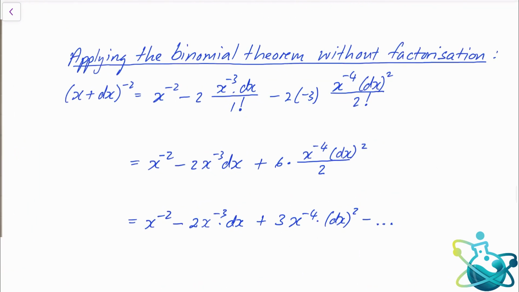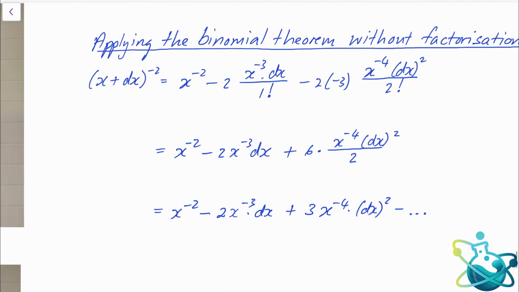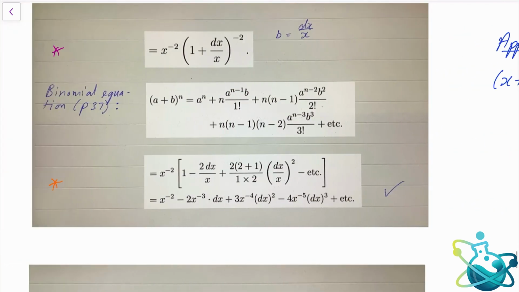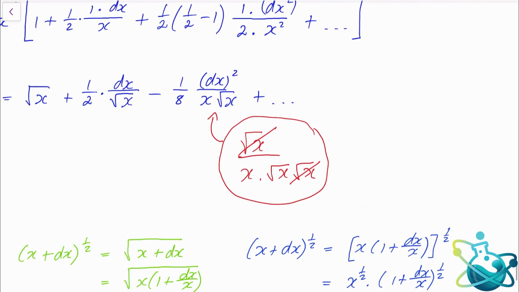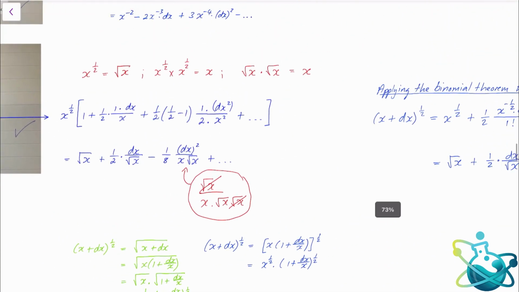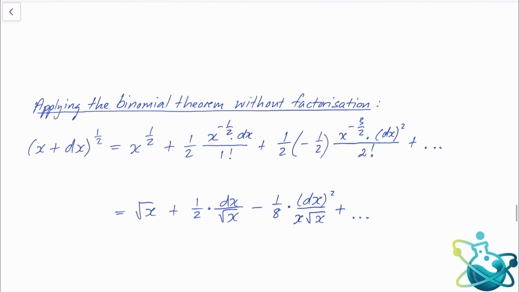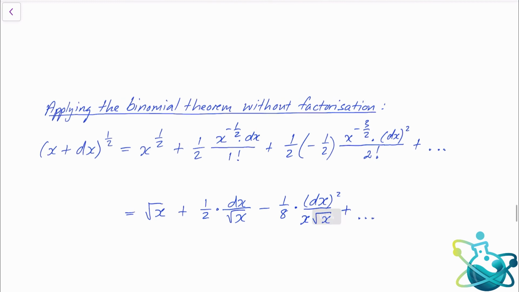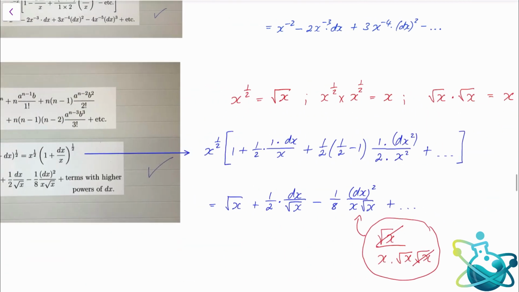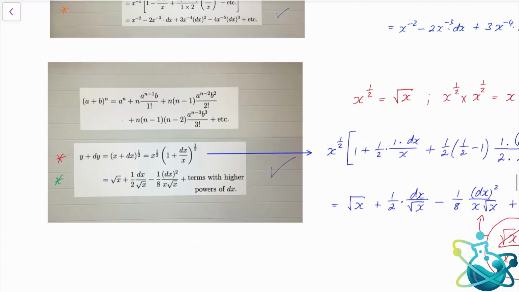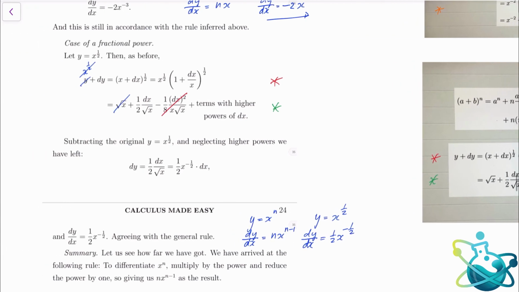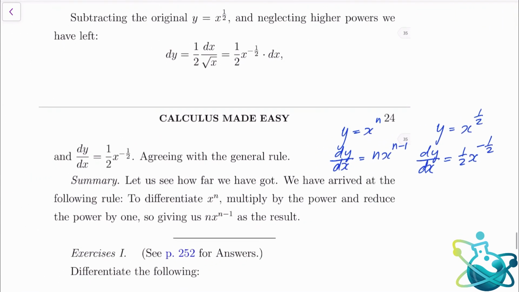I don't know if I mentioned this before. It will give you exactly the same answer as here. Okay, the same thing here. You don't have to do this factorization. You can just simply apply the binomial theorem directly. It will give you the same terms as in this case here, where you did the factorization. All right, guys. So let's just look at the summary here.